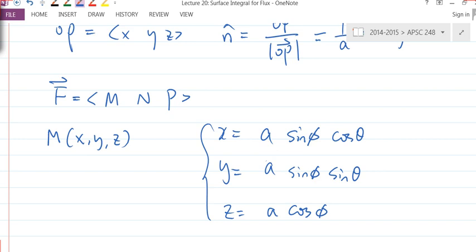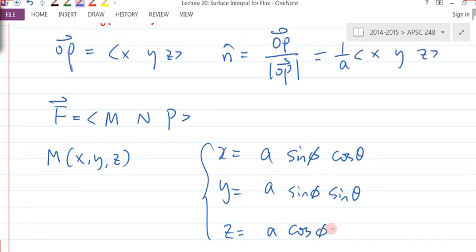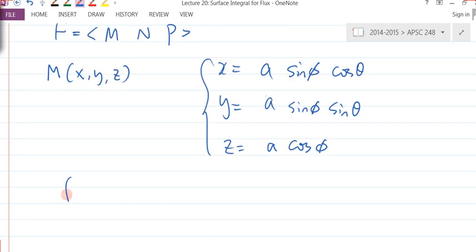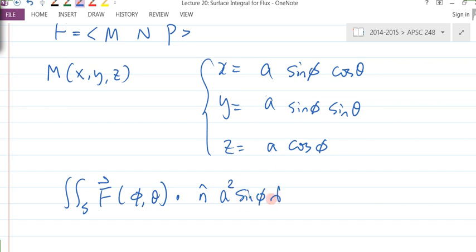So now imagine this. If you plug in this for x, y, z, there's no x, y, z anymore. There's only phi and theta. Does that make sense? So in the end, your surface integral is a vector function in terms of phi and theta after the substitution, dot this n hat and the dA, and dA as we just found is A squared sine phi d phi d theta.